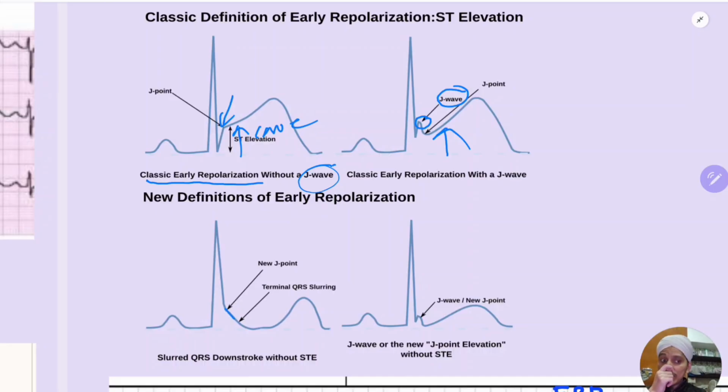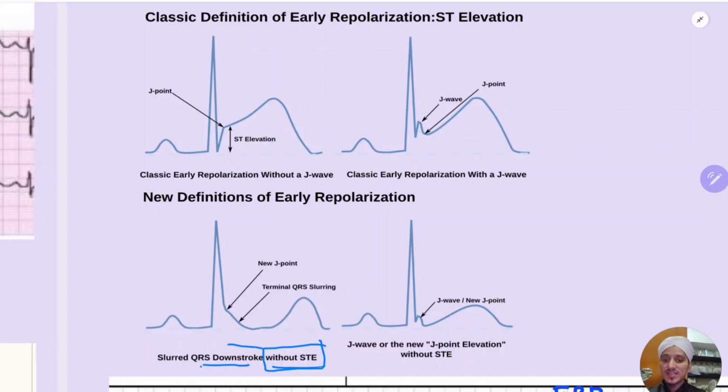Remember the WPW syndrome, you have slurring here, after the P wave. But in the early repolarization pattern you have slurring after the QRS complex, after the J point. So if you see slurring after the J point, then it is not WPW syndrome. Actually it is a type of early repolarization pattern, a slurred QRS downstroke without ST elevation. Without ST elevation, just a slurred QRS downstroke.